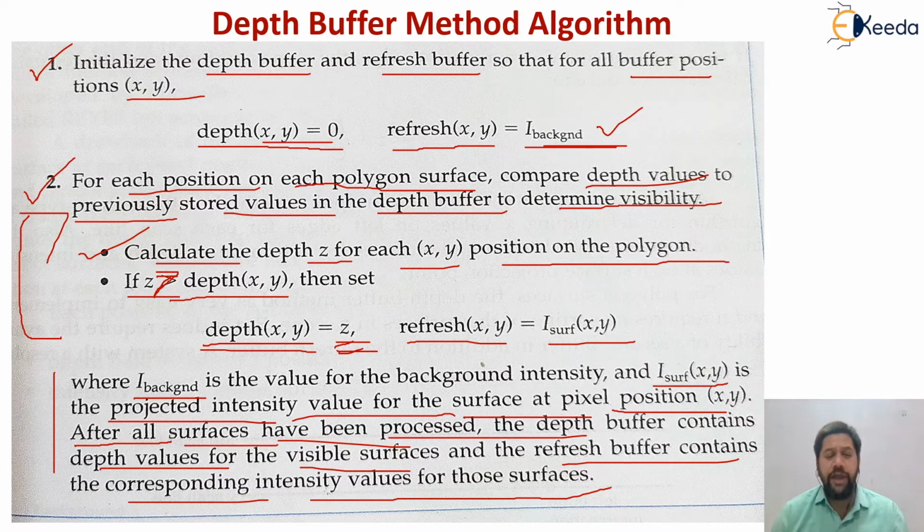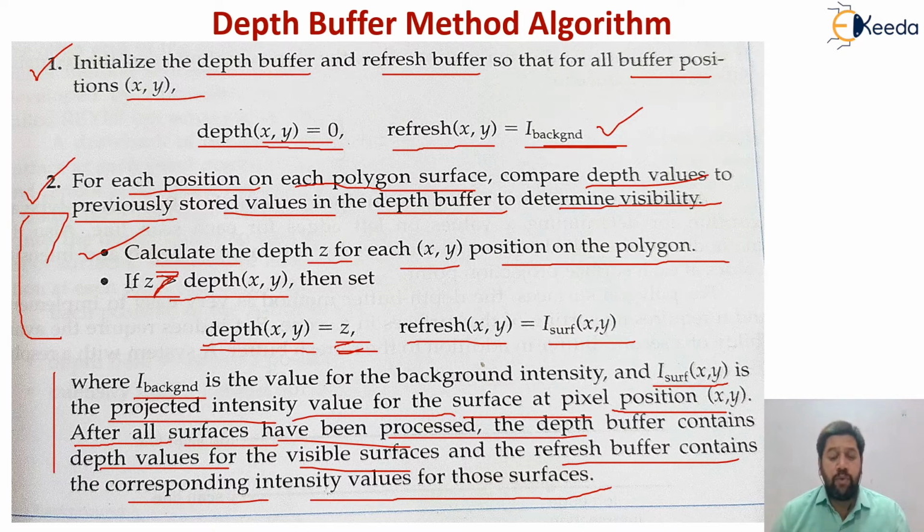Again, a new polygon comes, compare that polygon's z value with the one which is stored. If it is less, we don't do anything. If it is greater, again update the depth value with the new value, and update the intensity of that particular polygon in the refresh buffer. This procedure is followed for all the pixels, one by one, considering all the surfaces or polygons, and when I come to the end, I get my visible surfaces value in my refresh buffer or the frame buffer. So this is the exact procedure for the depth buffer method.